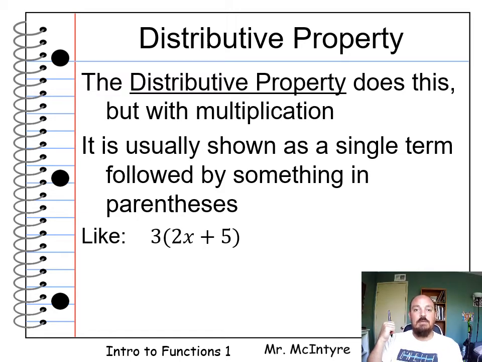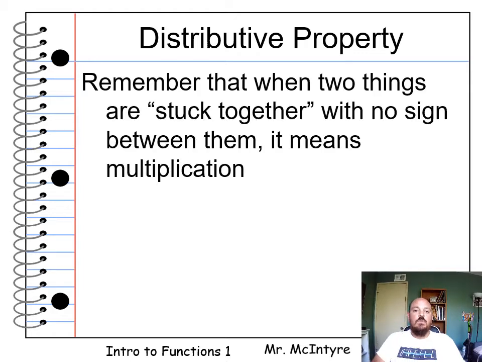So first of all, quick reminder, whenever two things are stuck together in a math equation with no sign in between them, it means multiply. Even something as simple as 10x. 10x actually means 10 times x, because you're just taking the 10 and the x and sticking them together. So that's a math rule for equations. Whenever you have two things stuck together, it's multiplication.